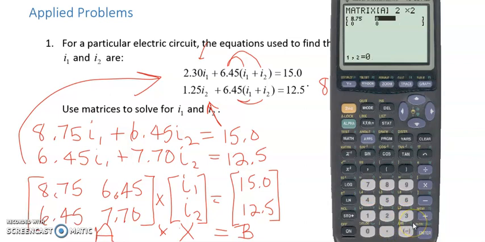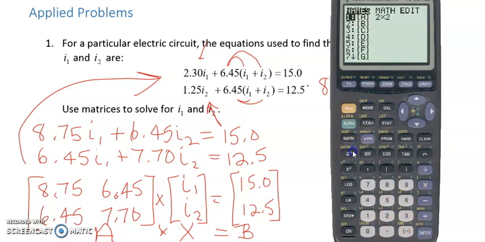And the first row, second column is 6.45, that element. Type that in, and then there's another 6.45 down below in the second row. And finally, we have 7.70. Now, you don't need to type in the 0. You can if you want. Your calculator doesn't know the difference. And enter. And now you can quit that.